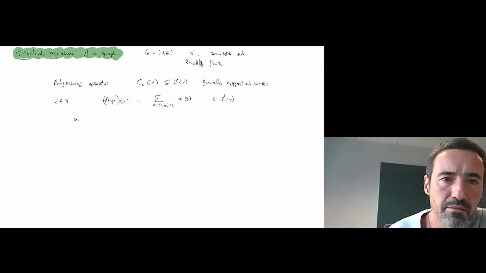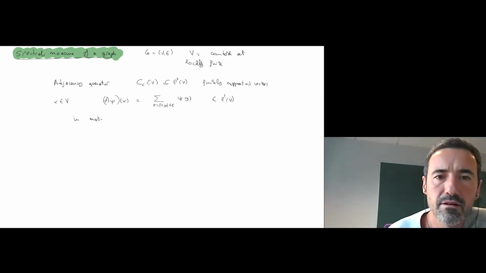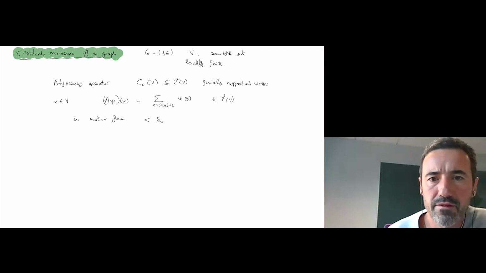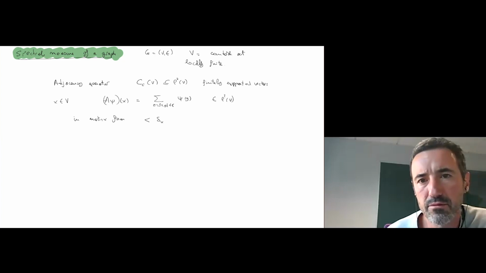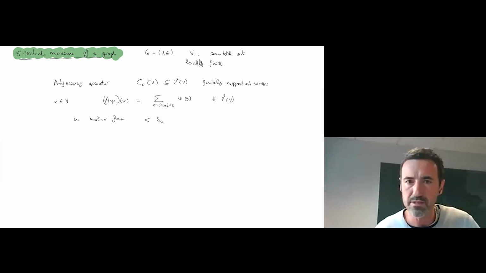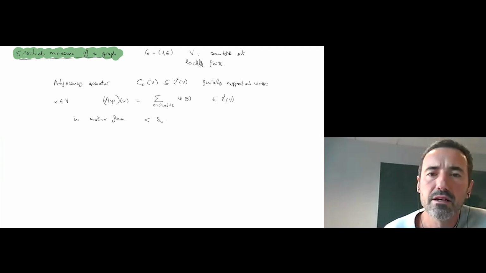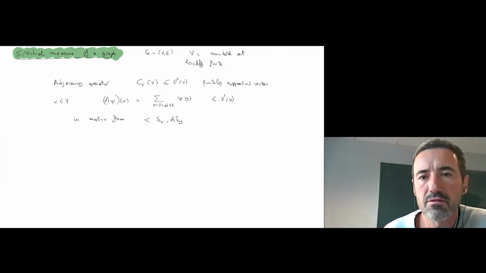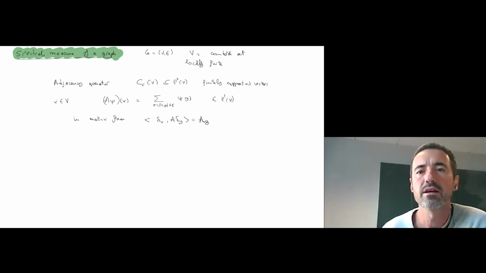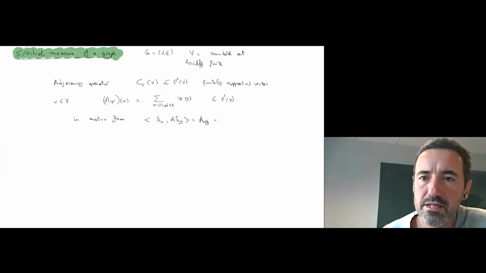So in matrix form, it allows me to use some notation. If I take delta x, this will be the vector of L2 which has entry 1 on x and all 0. So it's a Dirac mass, a vector of the canonical basis. If I look at the scalar product of delta x and A delta y, which I will simply denote by A of x, y, this is the multiplicity of x, y.